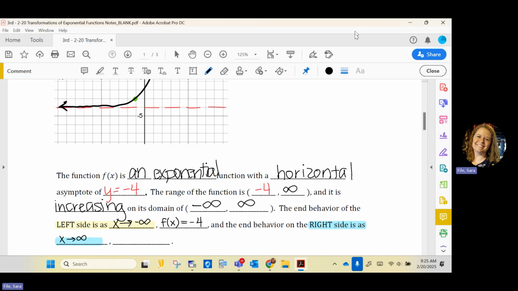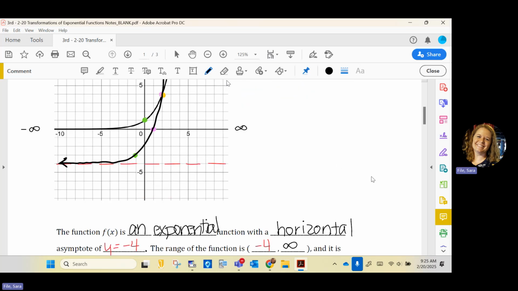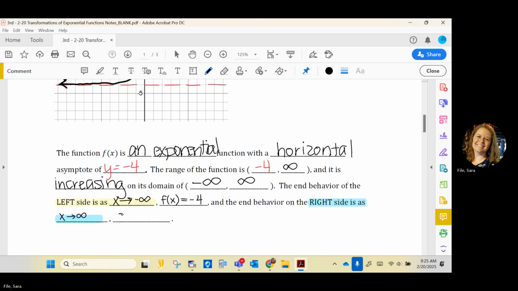And what about on the right side? As this graph goes to the right, as x is going to the right toward infinity, what's our y value going toward? Positive infinity. Good. So we'll say f of x equals infinity. You'll notice that these terms came from the range. And in this case, the left side was approaching the bottom of the range and the right side was approaching the top part of the range.